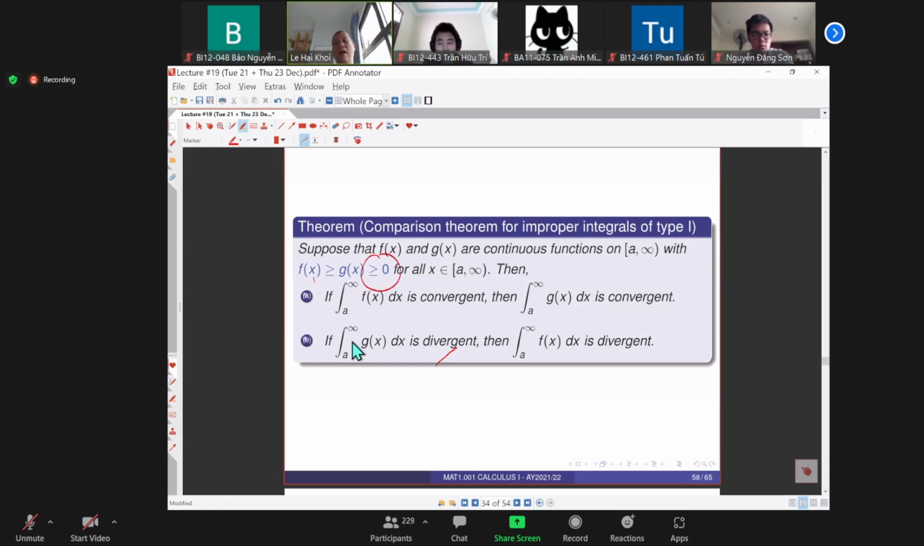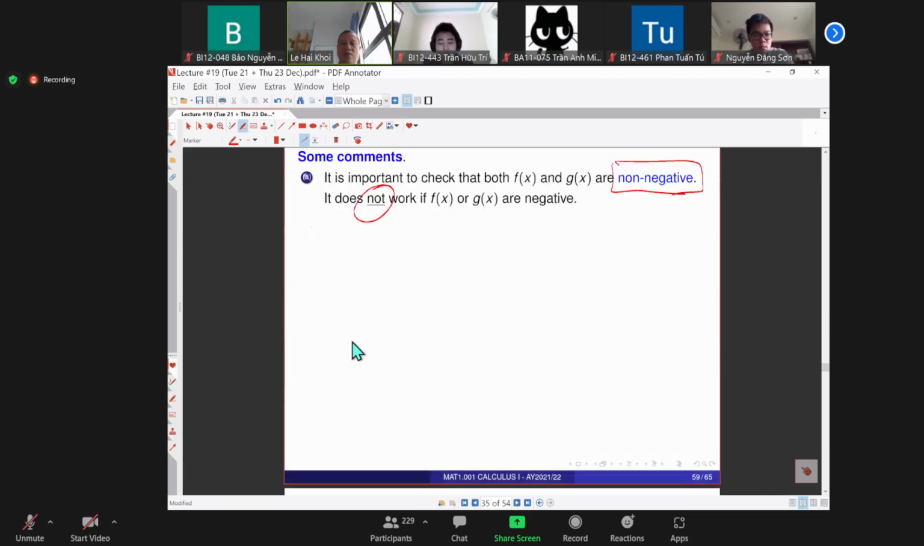Both are non-negative, then you can compare. It doesn't work for the case of a negative function. Như vậy các em nhớ là important comparison theorem, tức là các định lý về so sánh, chỉ đúng khi mà chúng ta nói đến non-negative function.